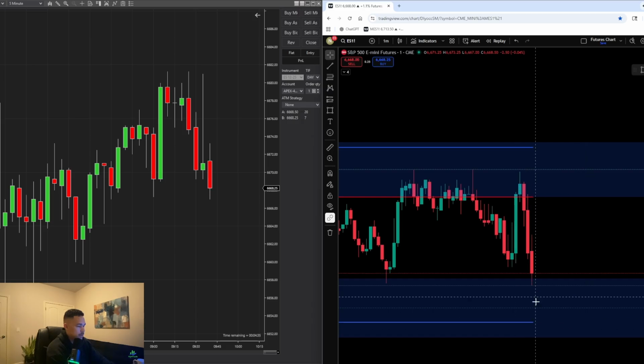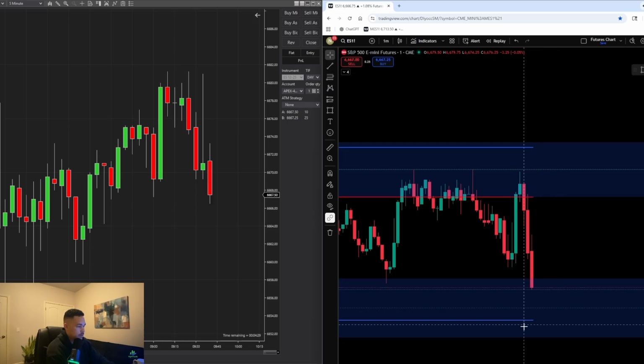So let's see how price trades inside of this support area, because this volume node is probably going to continue to move up. So we could possibly be looking for a buy opportunity, but it all depends on how this reacts.